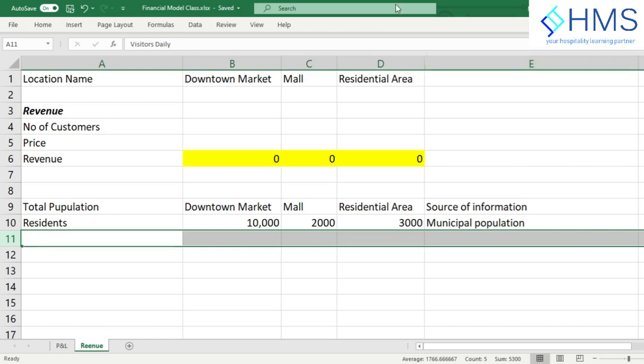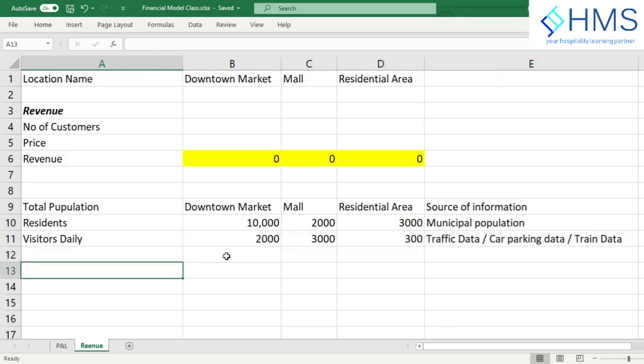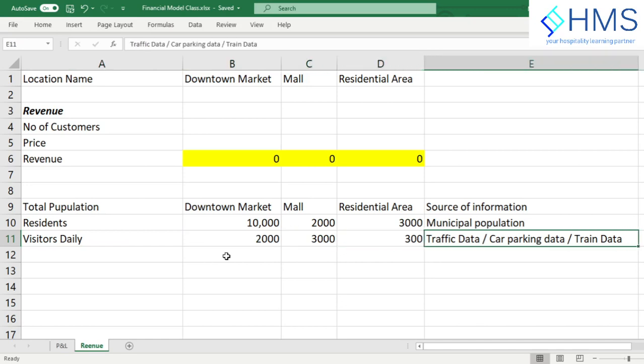Then in each area you will have certain residents who are coming into the location. We have assumed, let's say, 2000, 3000, or for the residential area maybe 300. You can base this on the traffic data, the car parking data, the train data, or bus data. If the government or any market research agency does not have any of this data, you can just have somebody stand at the main entrance of the market or the mall and count manually for a day or a week, and then you can populate it.